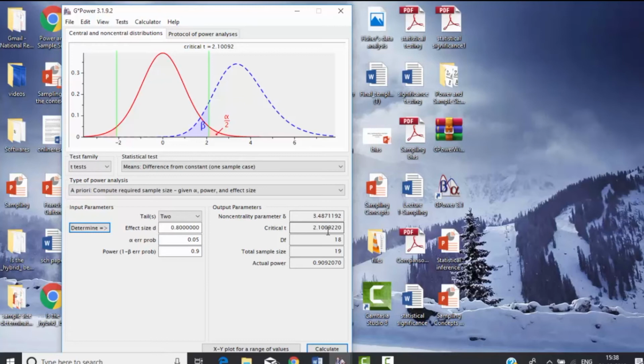Now you can clearly see that the critical t value gives the alpha by 2. Therefore, if this area crosses more than 2.1, it is in the rejection area. On the other hand, the beta value is given in this region. Now we can see both these areas. Therefore, we have determined the sample size.